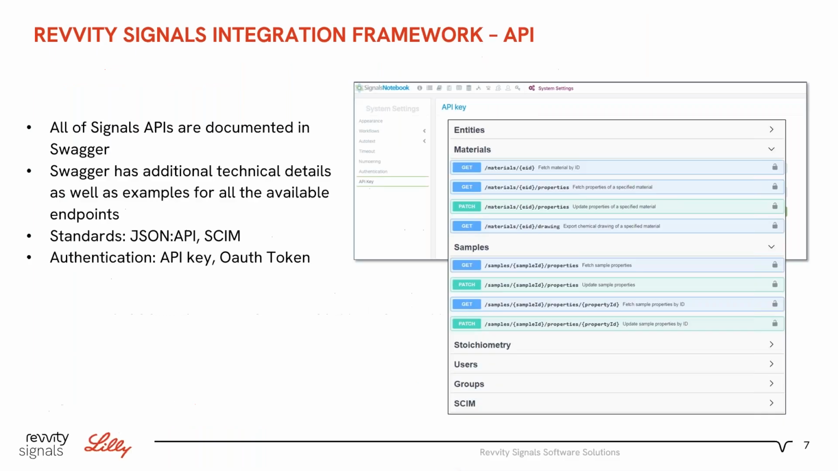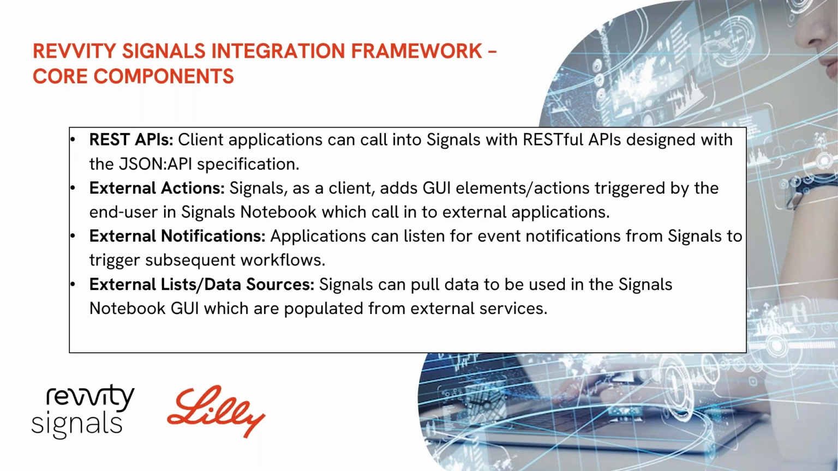Next, we have external notifications. This is very similar to what you would expect out of a webhook. This is where we have a handful of events that you can subscribe to. When these events are triggered, we can send off basic information to an external service, which can trigger automated workflows. This is often used for responding to an experiment being closed.